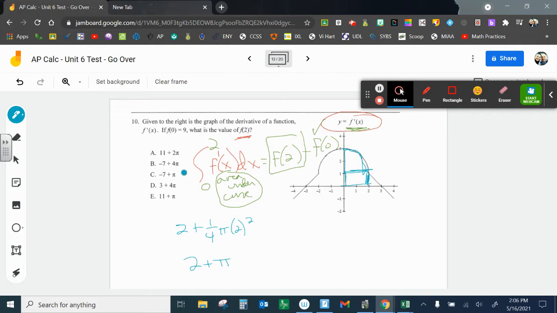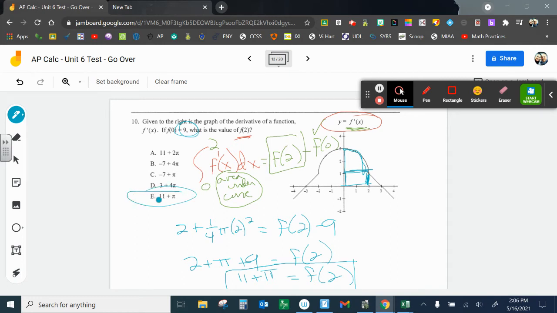That's not our final answer. They didn't trick us with that. But this is equal to f of 2, I don't know, minus f of 0, they gave that to us as 9. So when I add 9 to both sides, 2 plus 9 is 11. 11 plus pi is equal to f of 2. And we love it when we do our work, our solution shows up. So number 10 is E.